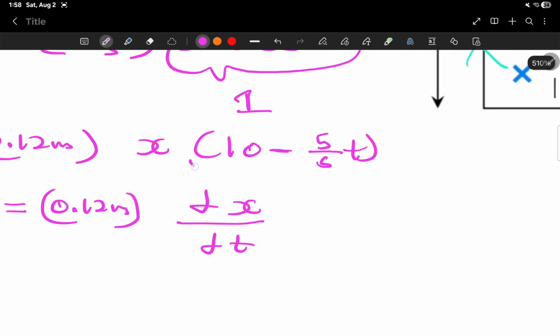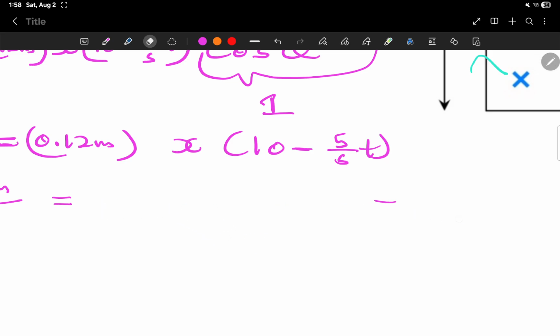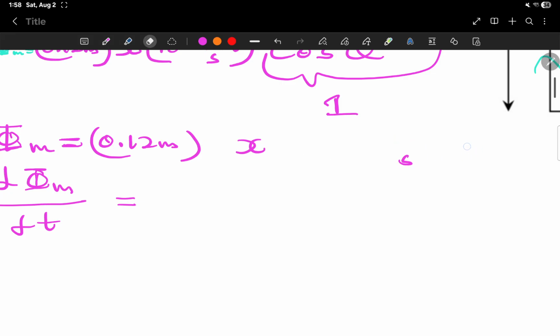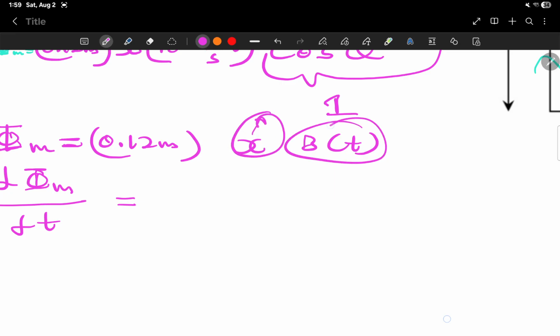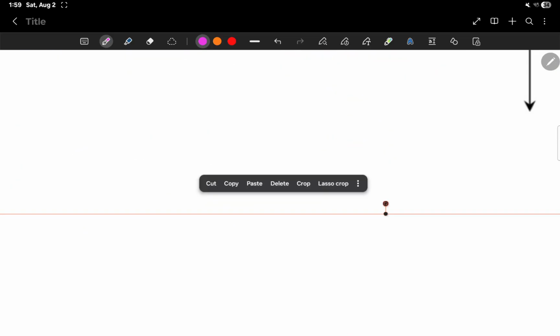Instead of writing the magnetic field like this, I'll write it like this. So basically when I'm trying to take the derivative, I know that this guy is changing and this guy is changing, and they're being multiplied with each other. So this was just a constant. I won't worry about the units. I'll get rid of them.